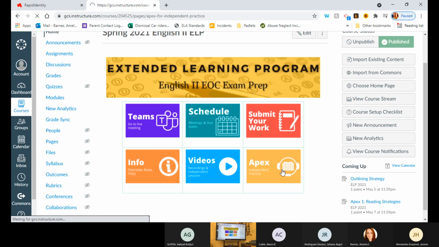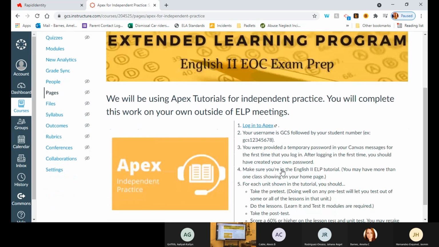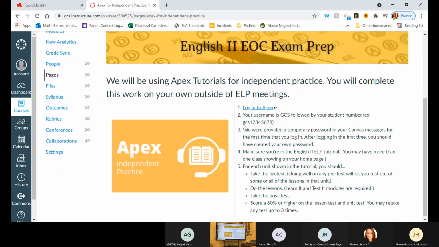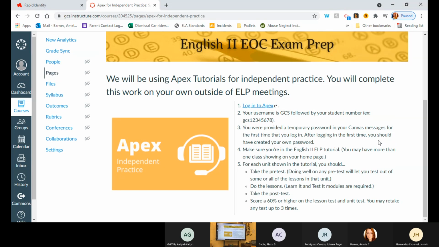The independent practice will be done via Apex. And before you leave the session today, I'll provide you with your login information. This is the link to Apex. Your username is going to be GCS followed by your student number. And I'm going to give you a temporary password that you will use to change and create your own password.